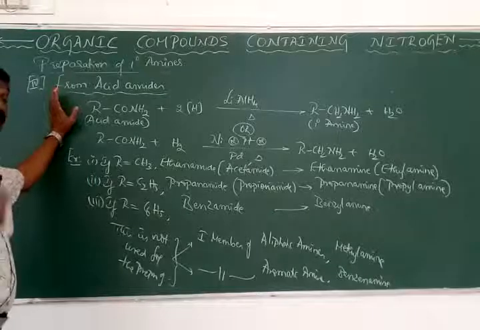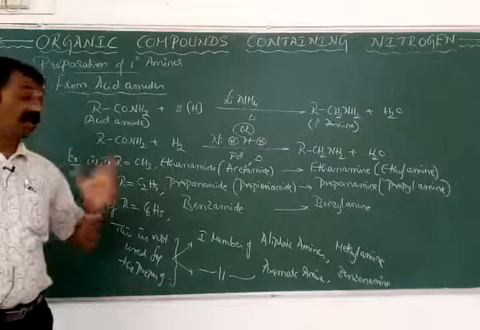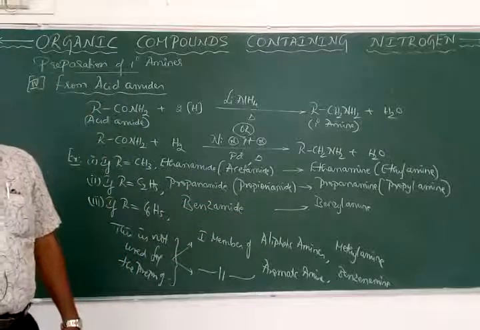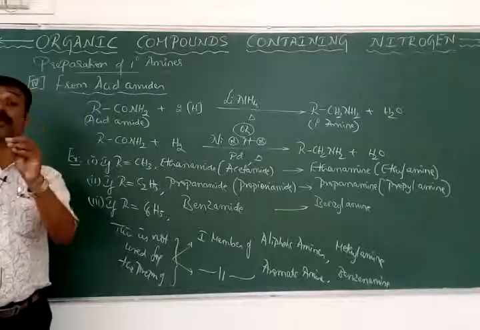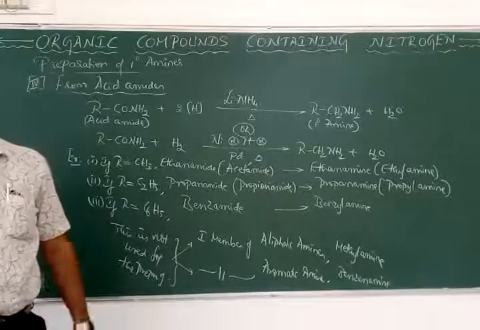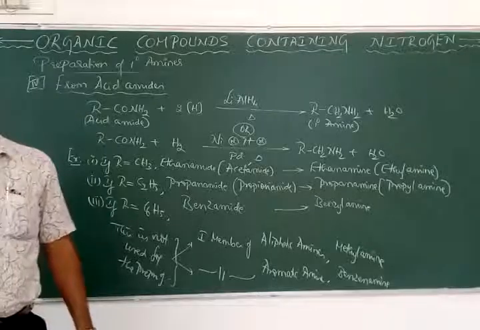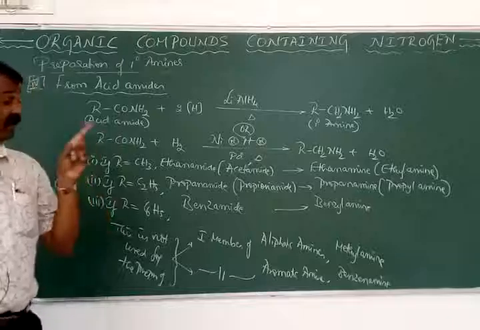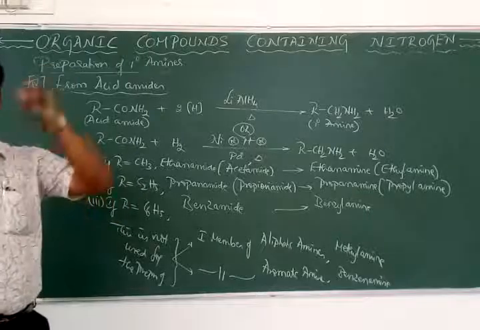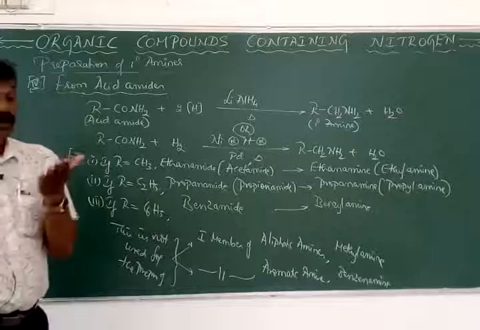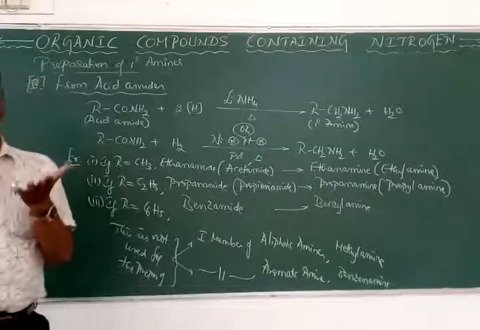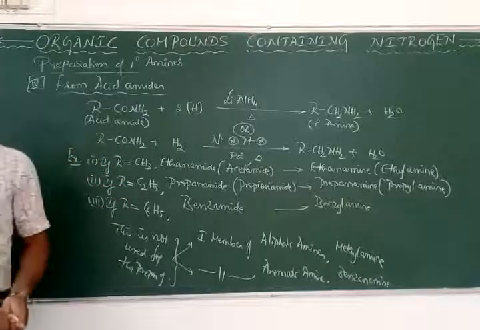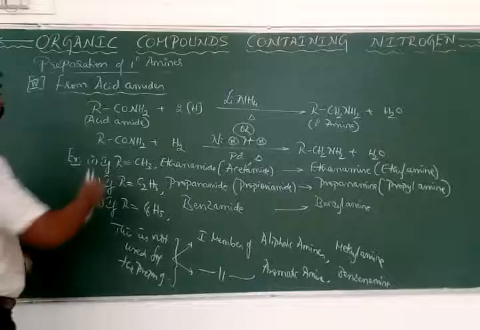But from the same acid amides, we can convert them into methylamine and benzenamine by the first named reaction we discussed, called Hofmann's bromamide reaction, or Hofmann's degradation reaction, because we are getting one carbon atom less than the corresponding acid amides. So we can prepare the first members of the aliphatic and aromatic amines not by reduction but by decarbonation, called Hofmann's degradation. Okay, so this is about the preparation of primary amines starting from acid amides. Let's have the fifth now.